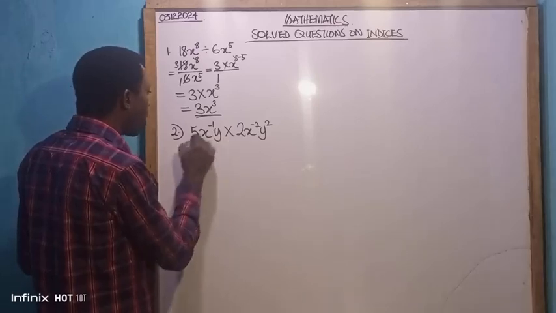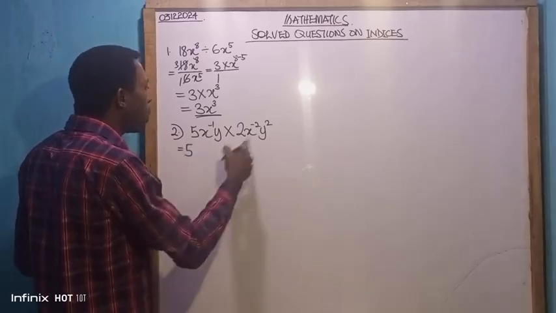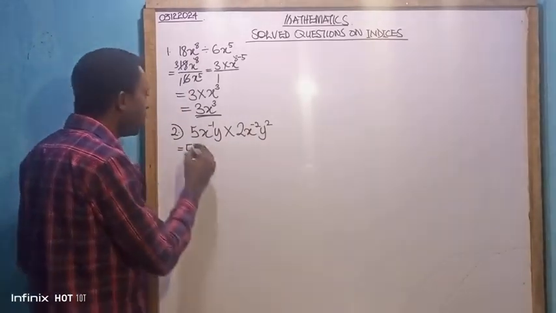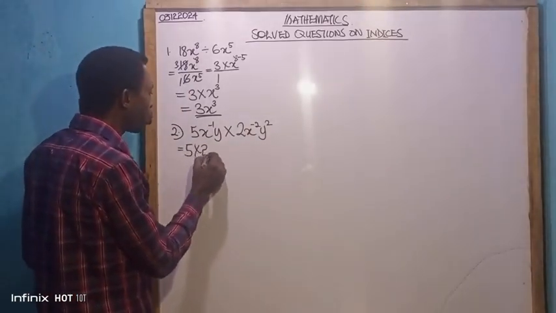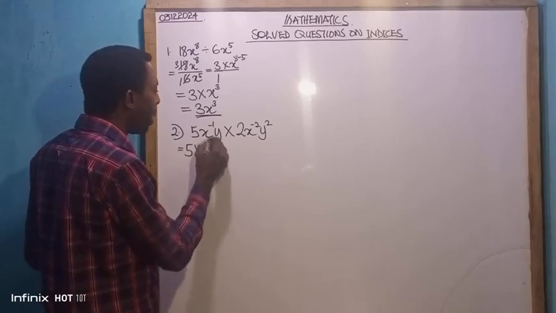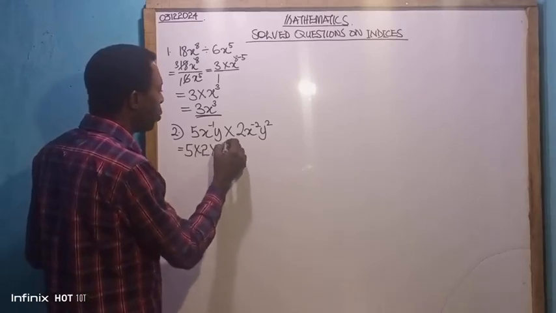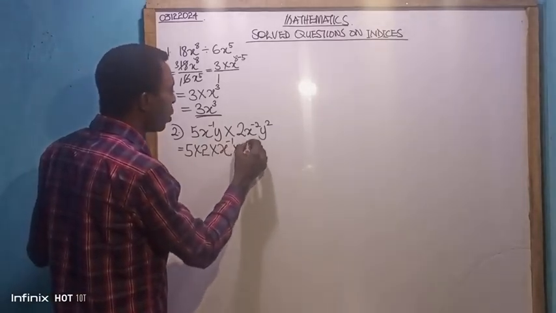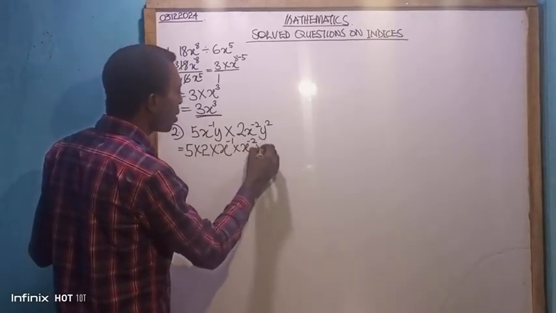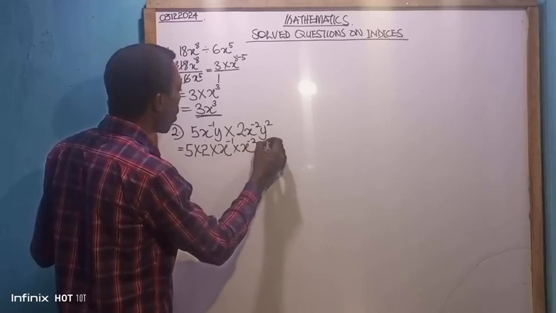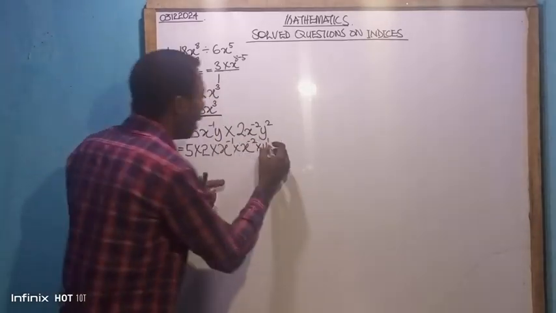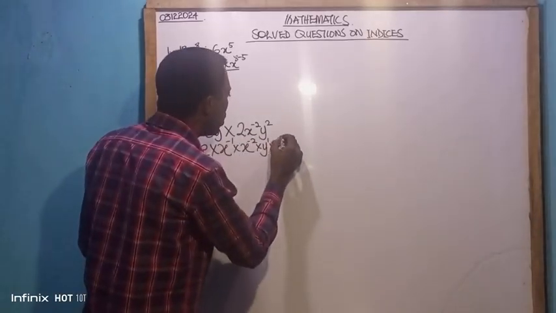So according to the question, we multiply the letters and the numbers by themselves. Do you understand? So we have 5 times 2 multiplied by x raised to power minus 1 times x raised to power minus 2. Then we have times y raised to power 1. Though it's not showing anything, it has an invisible 1. Then multiply by y raised to power 2.